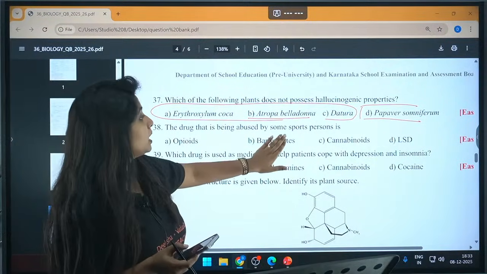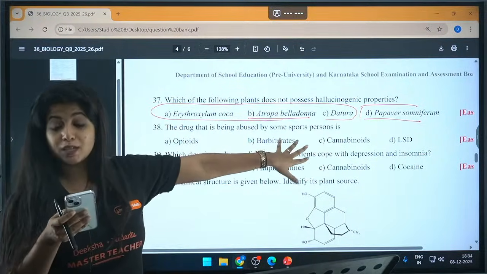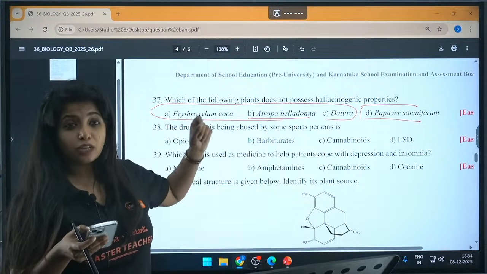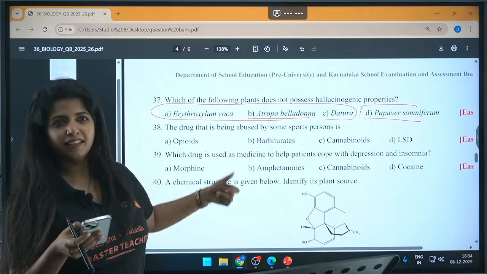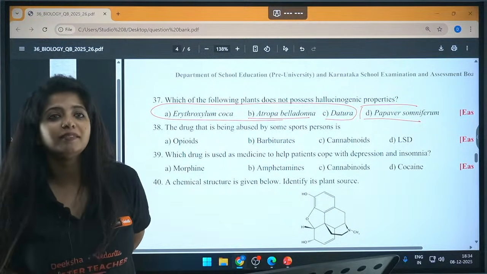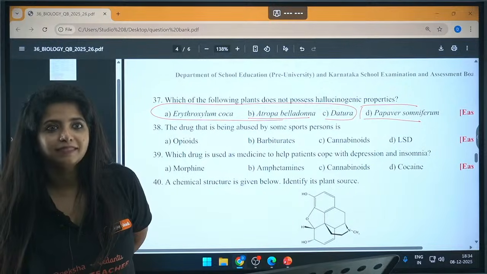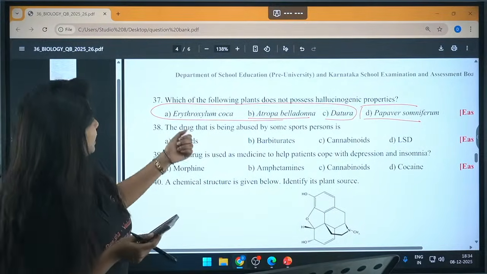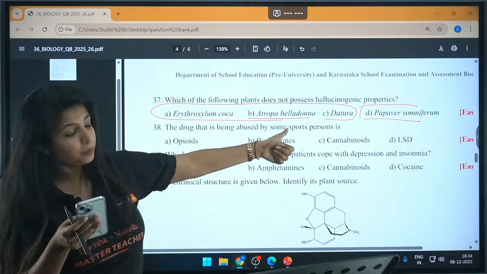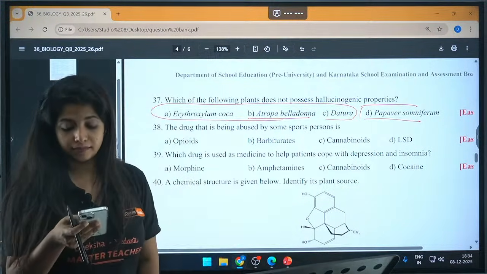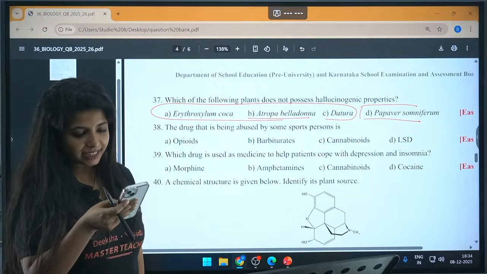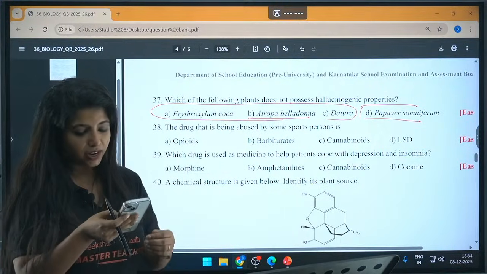The drug that is being abused by sports persons is, this is what we just discussed a little time before, right? A drug. The drug that is being abused by sports persons is opioids, barbiturates, cannabinoids or LSD. What is the answer? 38C is what Nagaraj is saying and Putta is also saying.